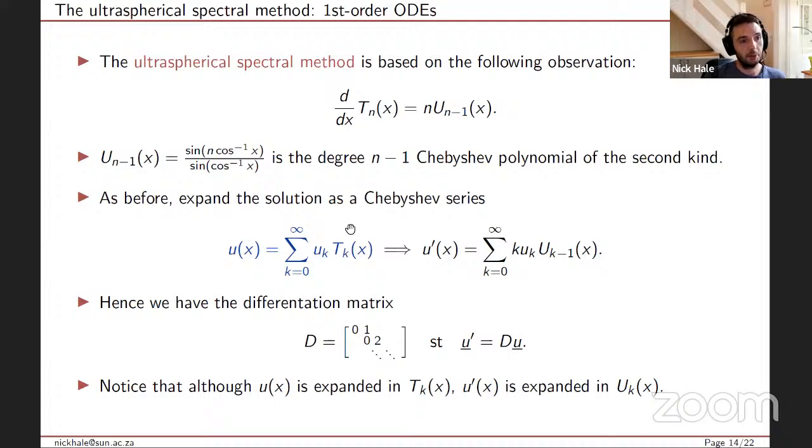So our approach is then going to be very similar to before. We expand our solution as a series of Chebyshev polynomials. We get the nice convergence properties of Chebyshev polynomials. But instead of approximating the derivative as a sum of Tk's, I'm going to approximate the derivative as a sum of Uk's. Okay, and then we end up with a nice diagonal, or almost diagonal, differentiation matrix mapping from these two different Chebyshev polynomial bases.